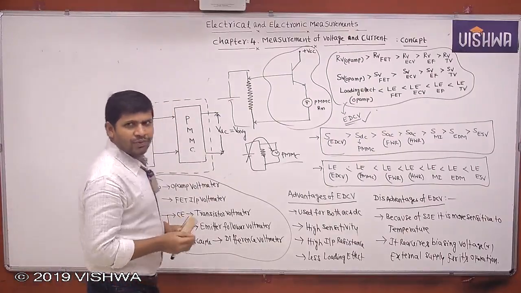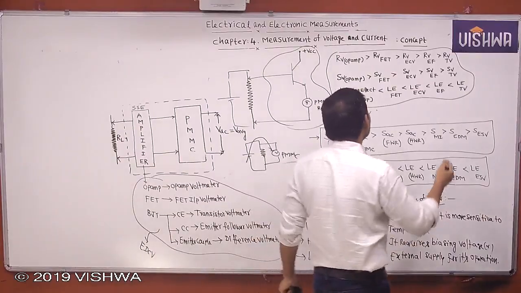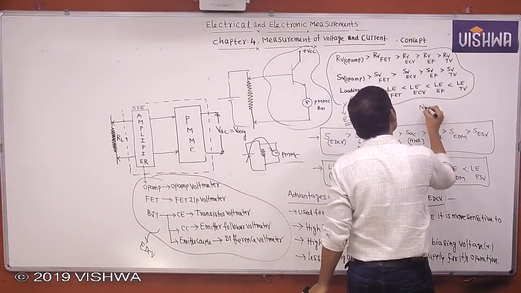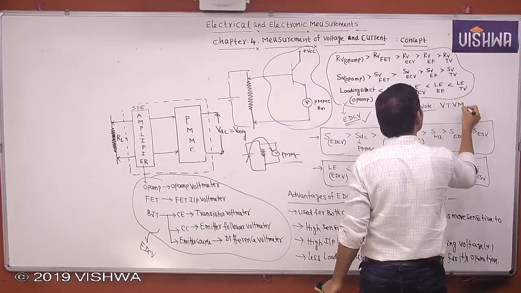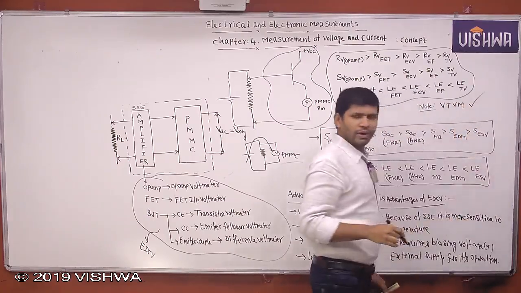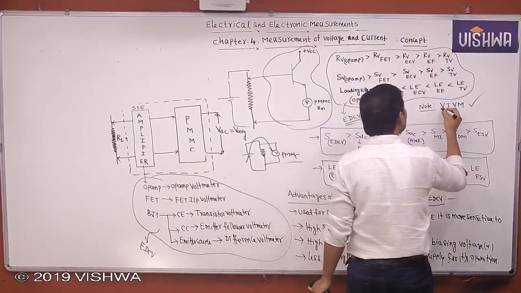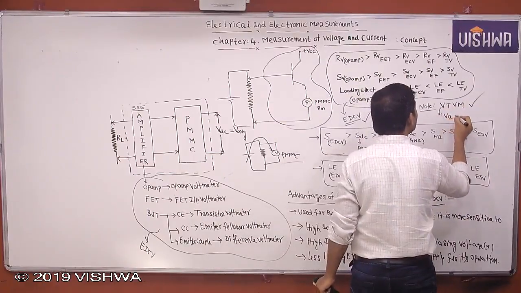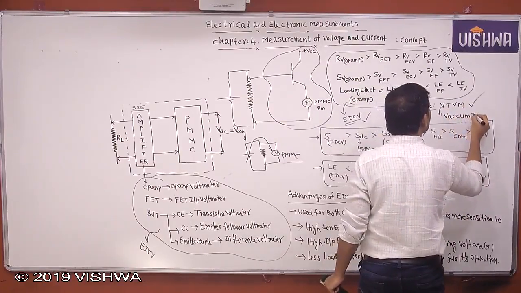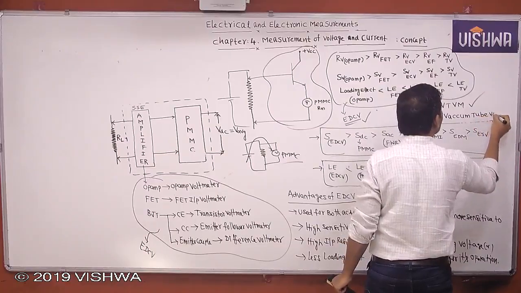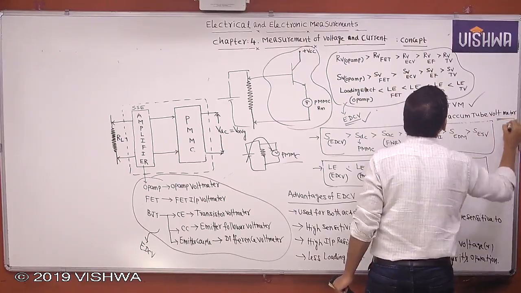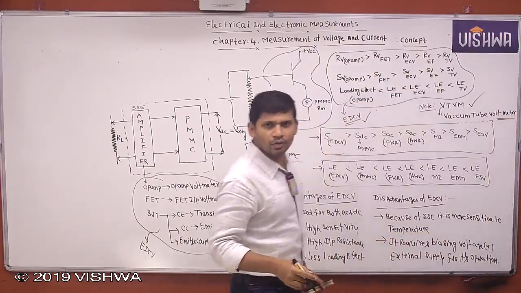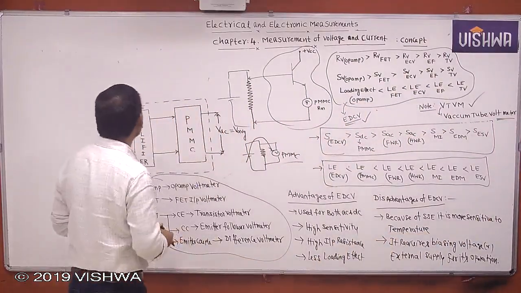See, one point to remember: VTVM is one of the electronic DC voltmeters. Write it as a note. VTVM stands for vacuum tube voltmeter. The vacuum tube voltmeter is one example of an electronic DC voltmeter. Okay, that point also remember.